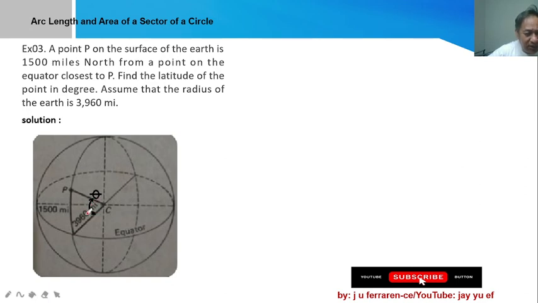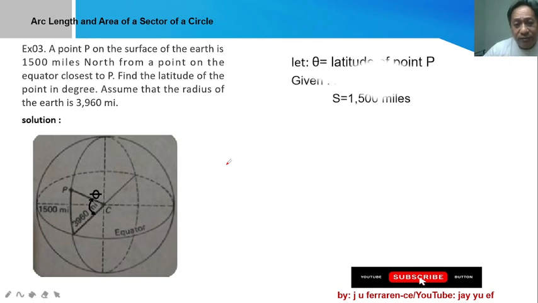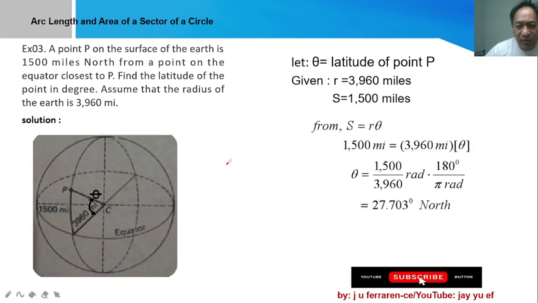If we can solve for this angle, the value of the angle towards north is your latitude expressed in degrees. We have imaginary lines, and this is actually a meridian. Now, solving for the angle theta, which is the latitude of P, knowing our R and our S, we can use the formula s is equal to R theta. S is 1,500 miles. The angle is theta. The value of R is 3,960 miles. So, miles will cancel out because theta here will be unitless, being expressed in radian. So, 1,500 over 3,960 radian.